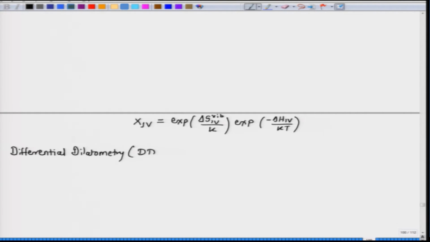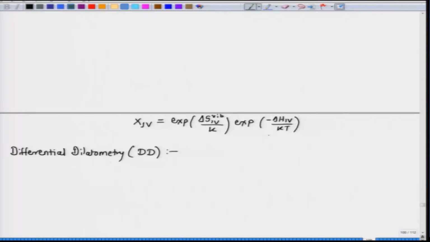or DD in short. This technique relies upon the measurement of volume change that any metal piece undergoes upon heating. So, when a metal piece is heated, it experiences expansion, and this expansion has mainly two contributions. The first one is purely from the thermal expansion, and the second one is because of the formation of vacancies.